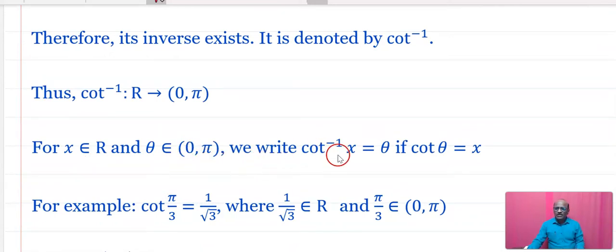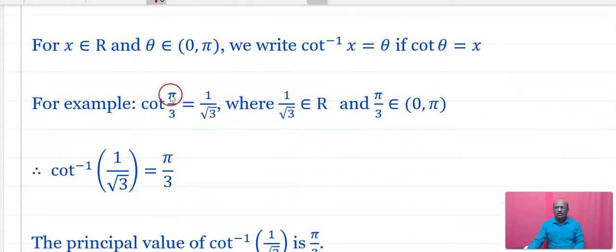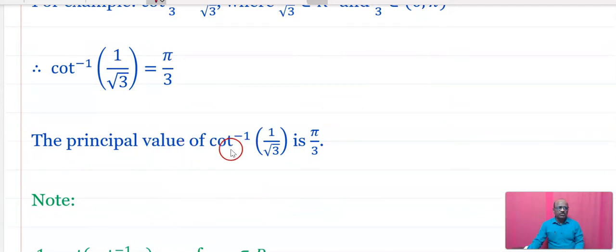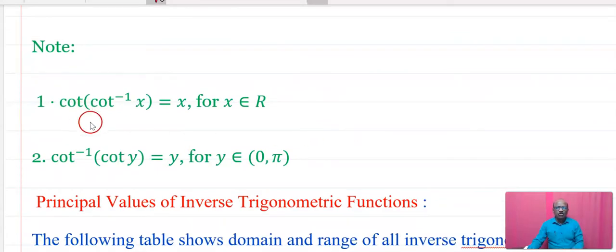We can write cot inverse of x is equal to theta if cot theta is equal to x. For example, cot of pi by 3 is equal to 1 by root 3, where 1 by root 3 belongs to the set of real numbers and pi by 3 belongs to the open interval 0 to pi, and hence cot inverse of 1 by root 3 is equal to pi by 3, and therefore the principal value of cot inverse of 1 by root 3 is pi by 3. Again note that cot of cot inverse of x is x for x belongs to the set of real numbers, and cot inverse of cot of y is equal to y for y belongs to the open interval 0 to pi.